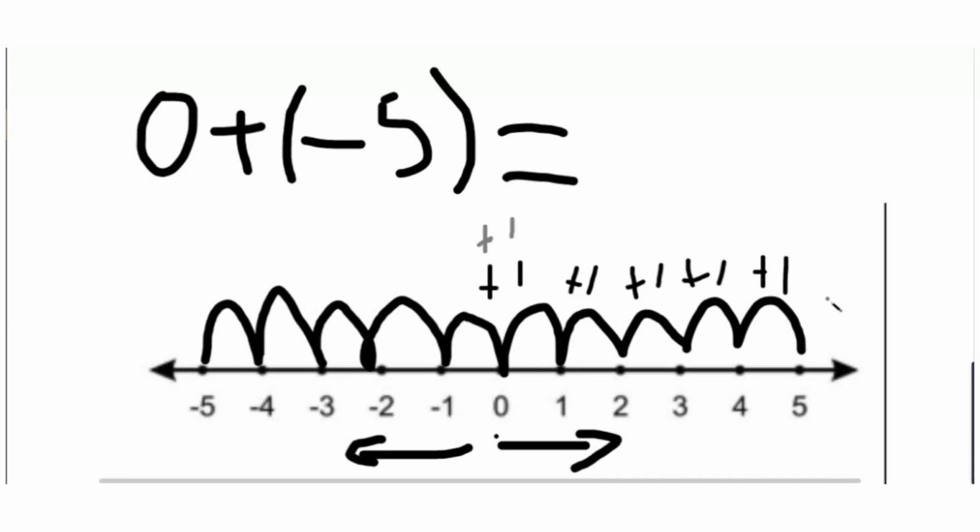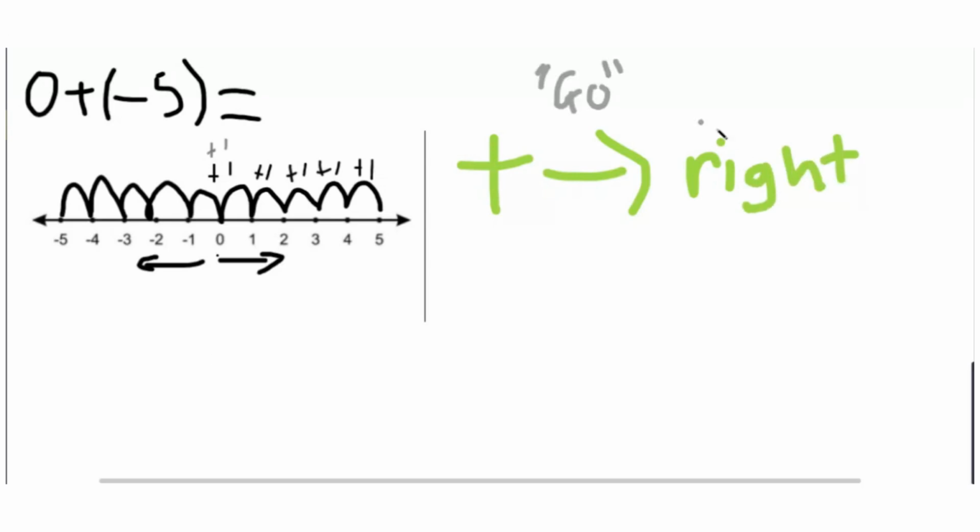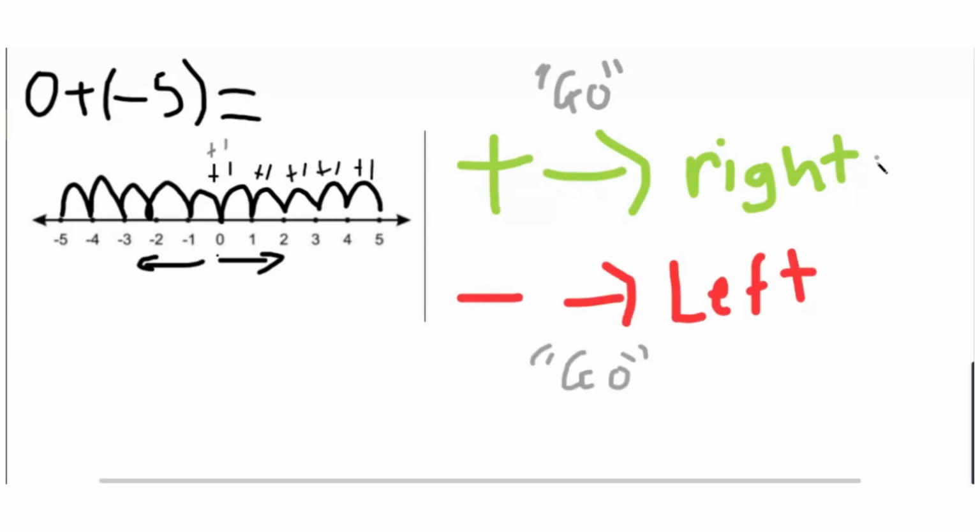We know that when you add a number on a number line, you move to the right. So adding means to go right. And we also know that subtracting means to go left. So adding means to go right, and subtracting means to go left. What did we do here? We added 5 times. So we go right 5 times.